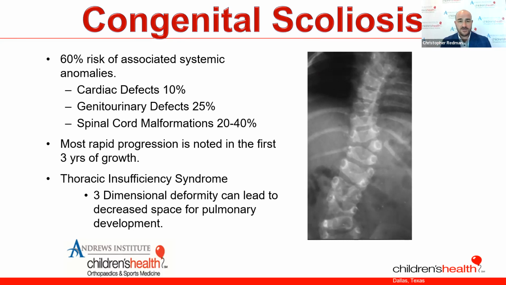So when we break this down, we see that there's about a 60% risk of associated systemic anomalies when you find congenital scoliosis. This is important to identify as a surgeon or as a physician in order to further evaluate for other things that could be wrong with the patient.